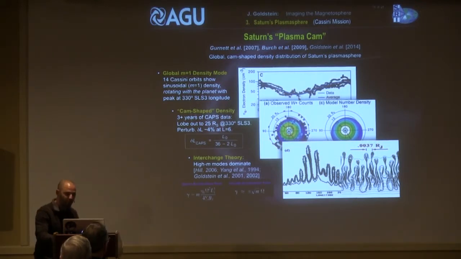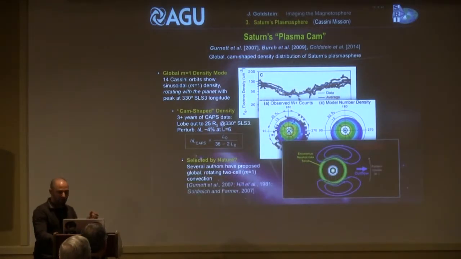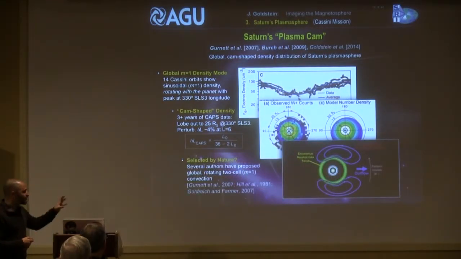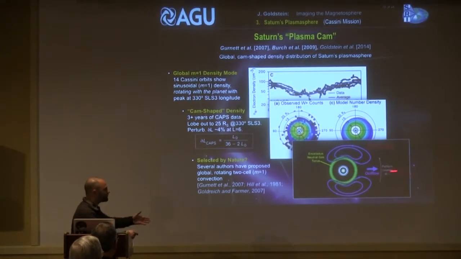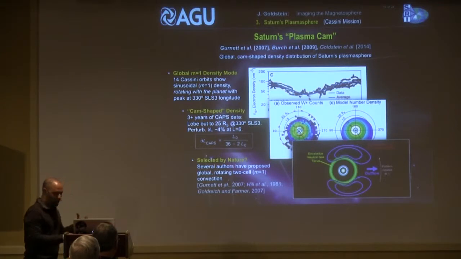For that to happen, there has to be, I think, some sort of driving mechanism. So several authors have proposed that there's a global rotating two-cell convection pattern whose throat or outflow region is sort of centered at 330 degrees longitude, and the whole thing's rotating with the planet. Where does that come from, however, is an open question.